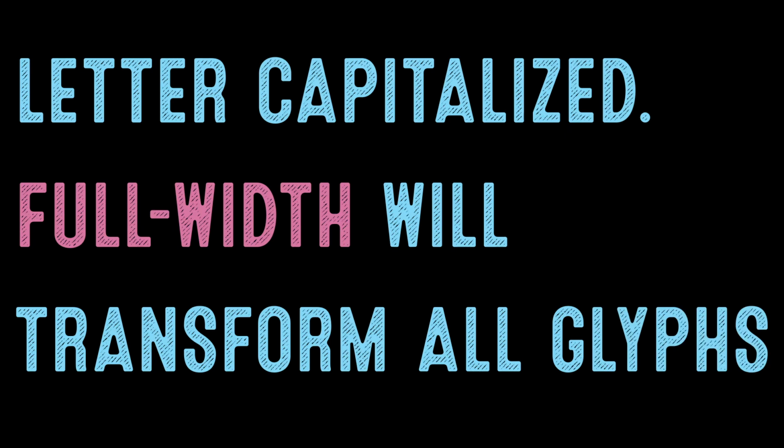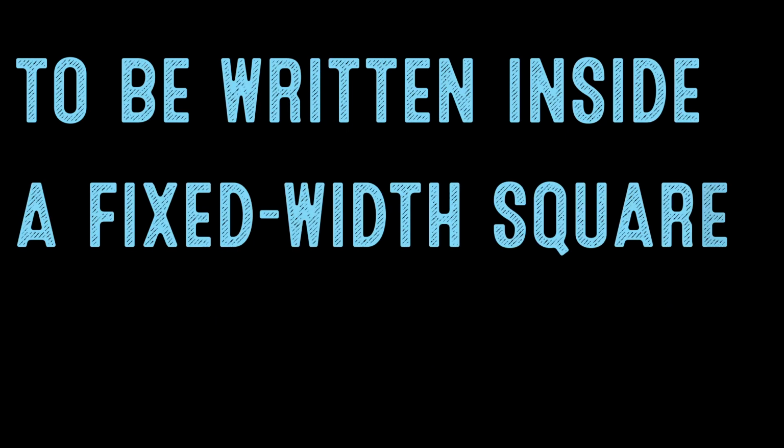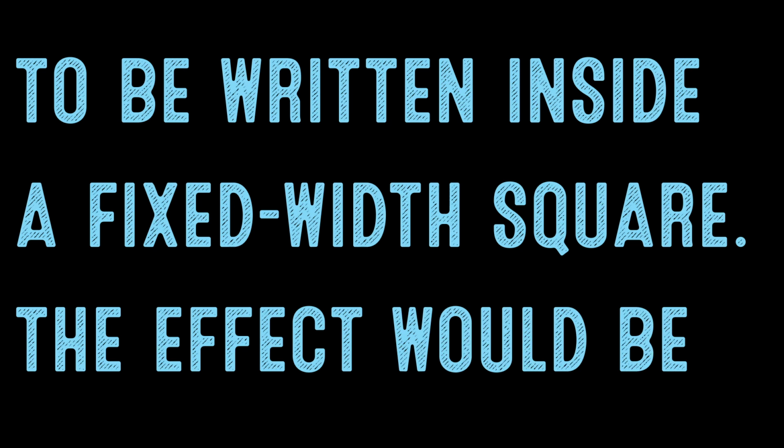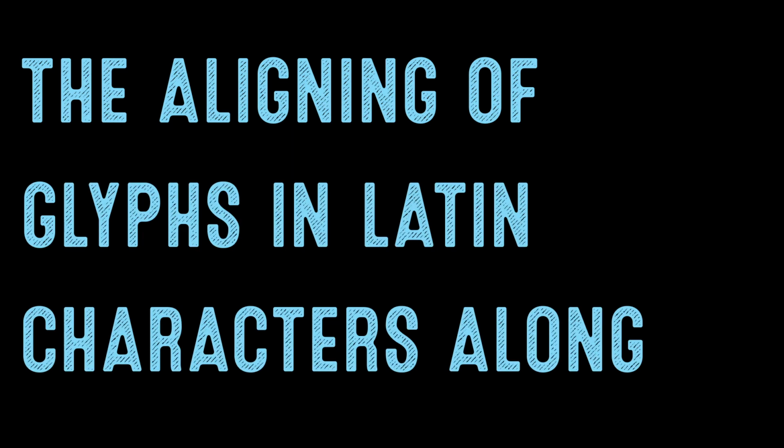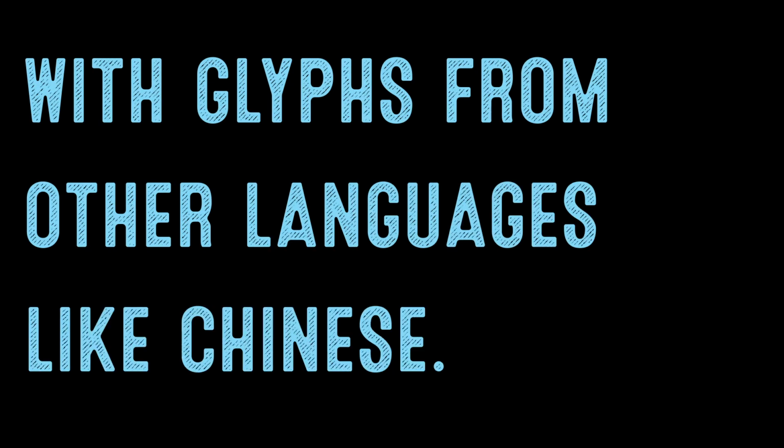Full width will transform all glyphs to be written inside a fixed width square. The effect would be similar to using a monospace font. This would allow the aligning of glyphs in Latin characters along with glyphs from other languages, like Chinese.